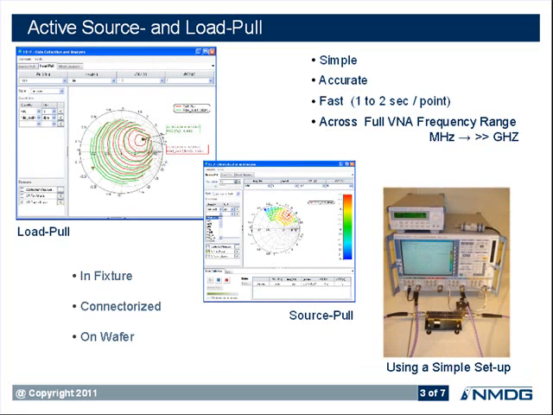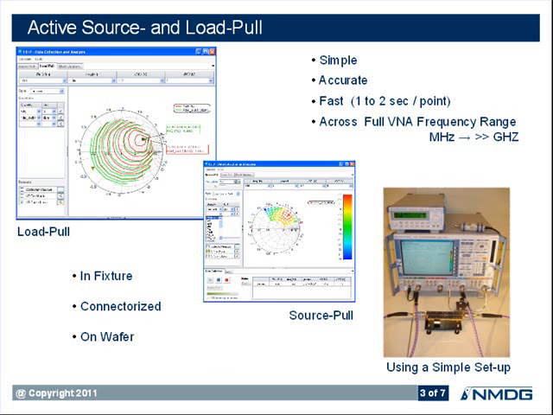This sounds curious because normally a network analyzer operates in a 50 ohm environment, but taking advantage of the fact that Rohde & Schwarz vector network analyzers have two sources inside the network analyzer, we can actually perform active source and load pull. It is simple, as you can see in the setup. It is accurate because it refers back to the network analyzer calibration techniques. It is fast because we are using basically the capability to electronically control the amplitude and the phase of the internal sources. And also, the source and the load pull can be applied across the complete frequency range of the network analyzer.